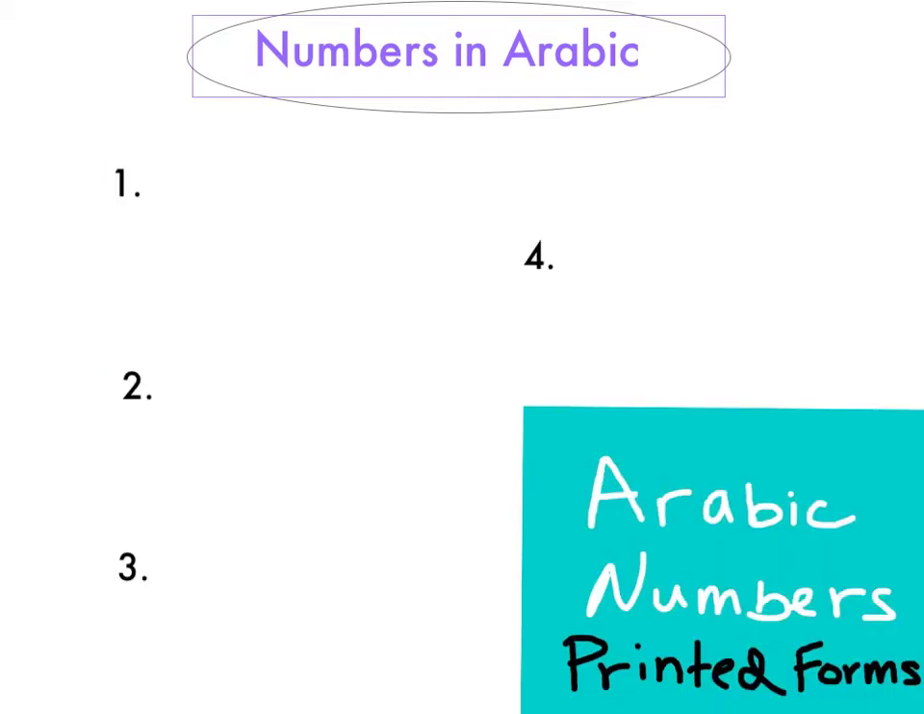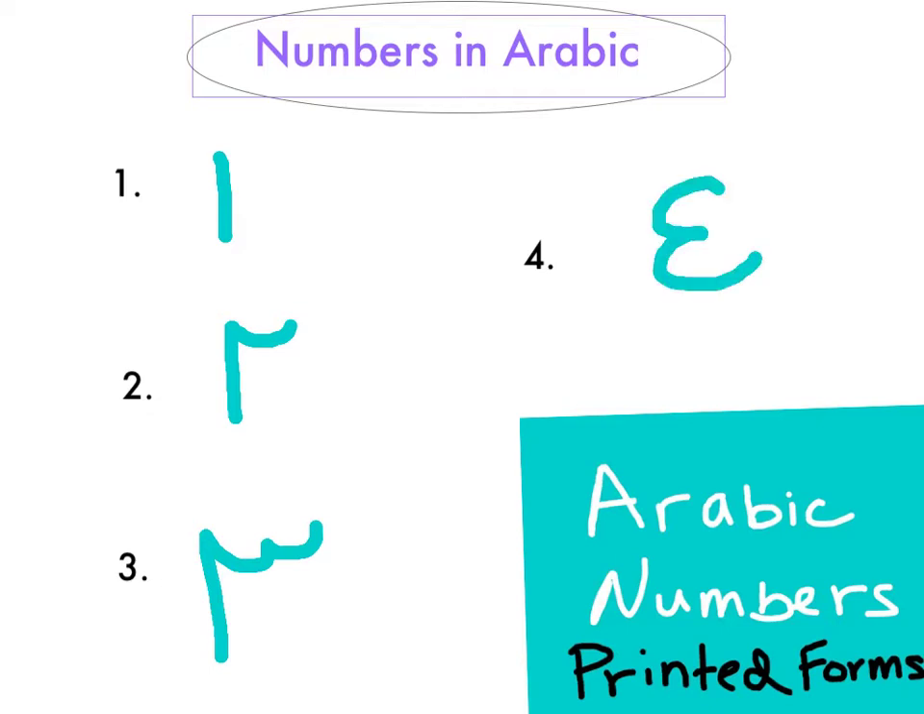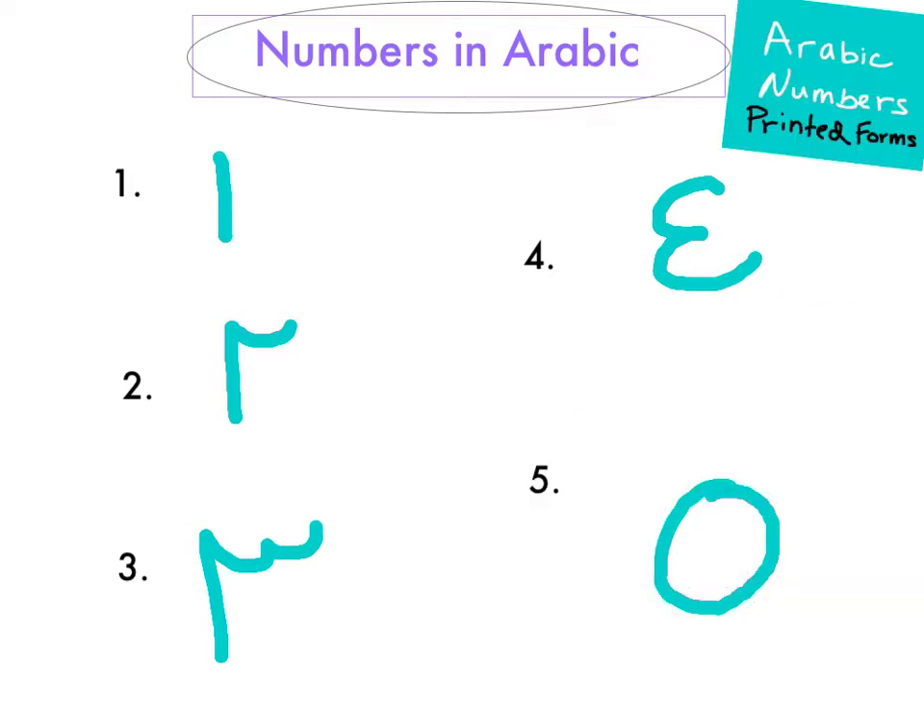Number 1 in printed form looks like this. As you see, it is only a straight line. Number 2 in printed form is like this. And here number 3. As you see, number 2 has 1 tooth and number 3 has 2 teeth. Here is number 4 in printed form. As you see, it's like a backward 3. Number 5 in printed form looks like a circle.